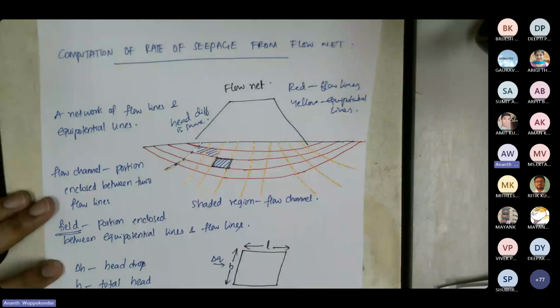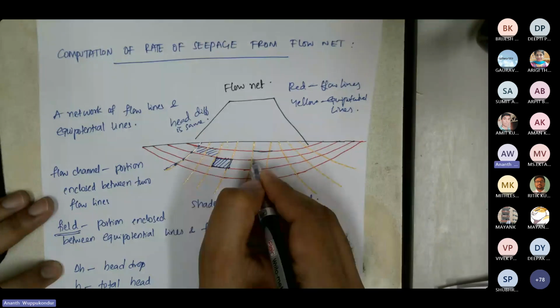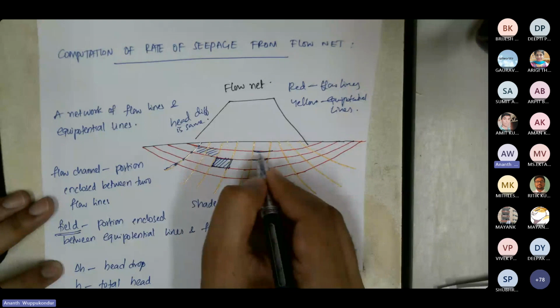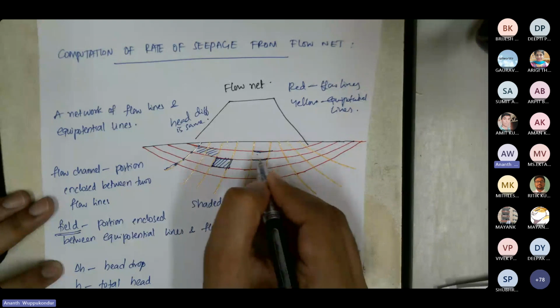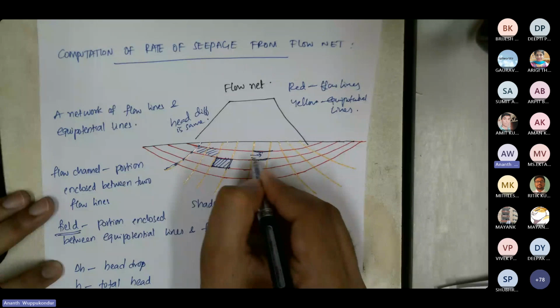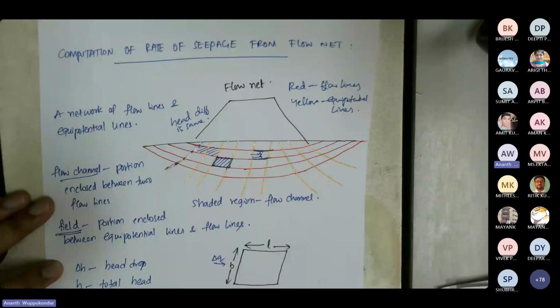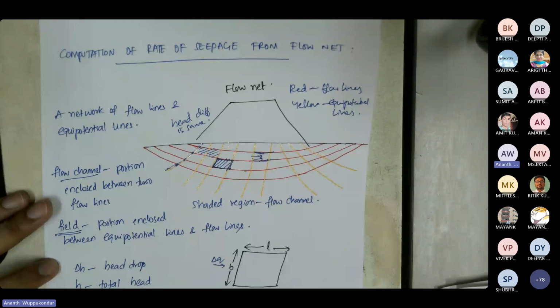Whereas if you consider two flow lines, then the portion in between these two lines is called a channel. So the flow is going through the channel, so it is called a flow channel. So we have flow channels and fields.